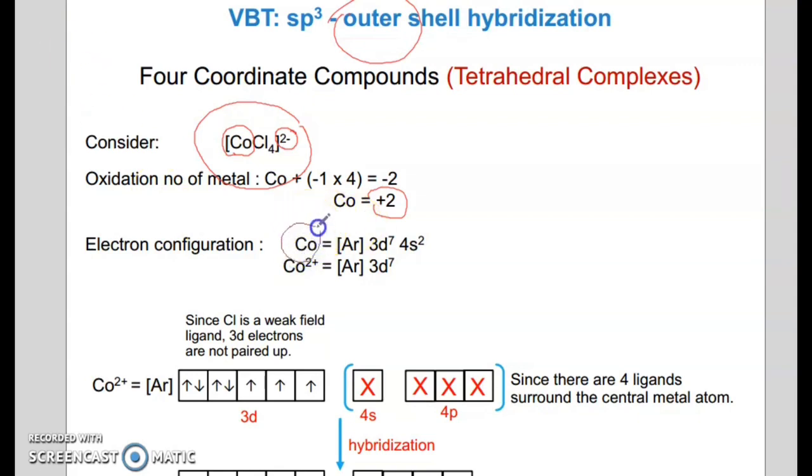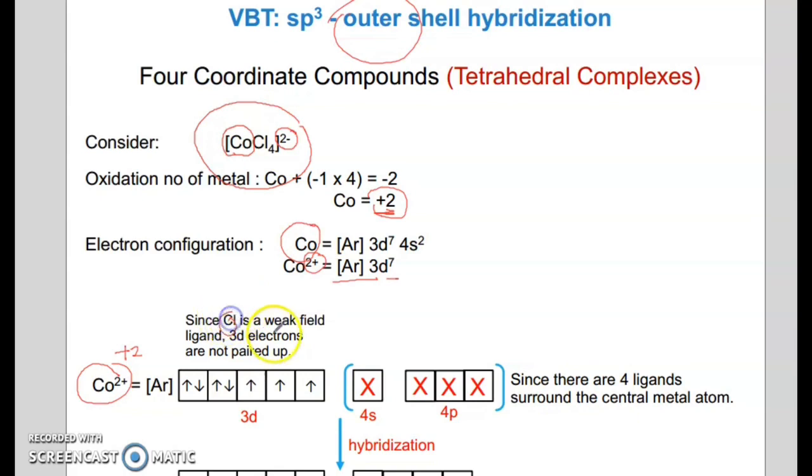So this is the electron configuration of cobalt, Co2+. This is the electron configuration and this is the orbital diagram. We know this is cobalt 2 positive because of the 2 positive charge, so that's why here it is positive 2.